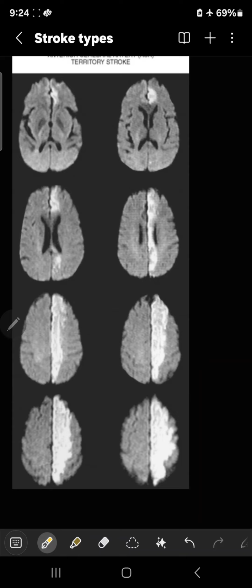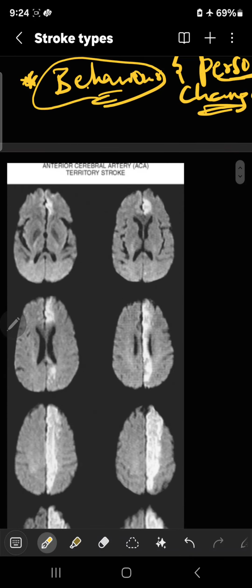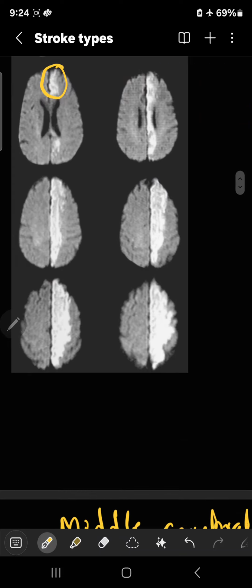You can see mainly the medial part of the brain, just beside the midline you can see the infarct, and here this one and this one, right?